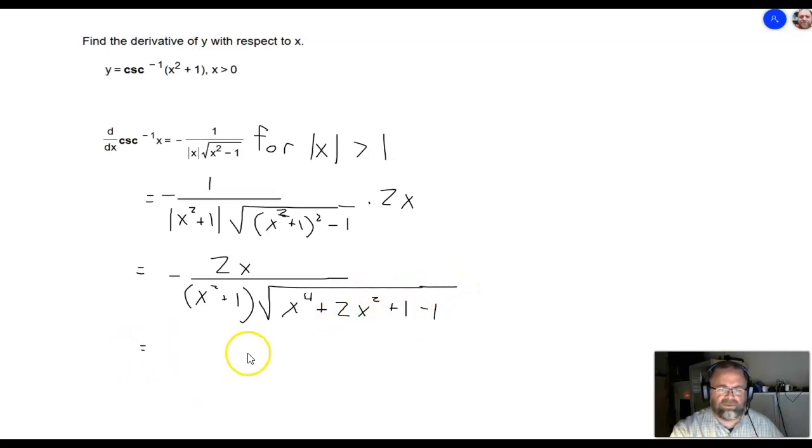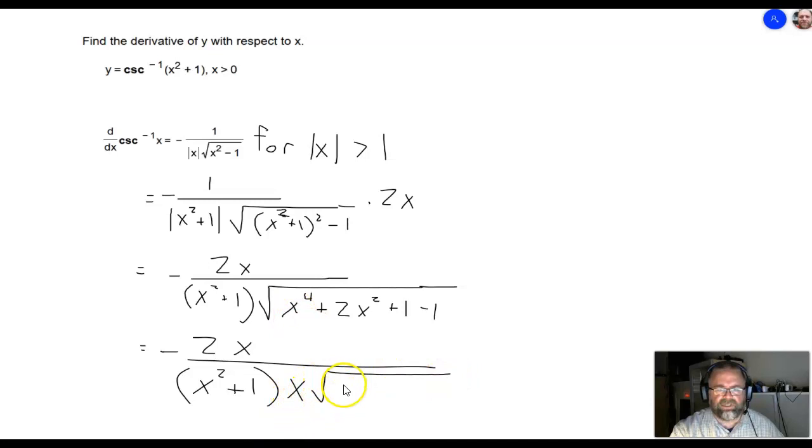Alright, so then just once again cleaning it up. We'll have a negative out here, we've got the 2x on top, and here we're going to have the x squared plus 1. And then in here, the plus 1 and minus 1 will cancel out, so I can factor out an x squared in here. Then I can take the square root of that, which is just going to be x. Pull that out, and inside here we're just left with x squared plus 2.